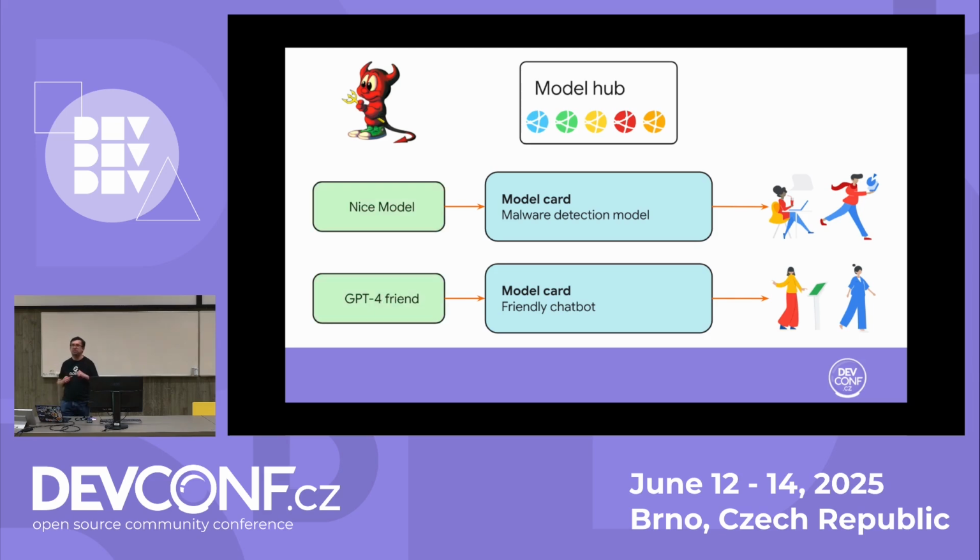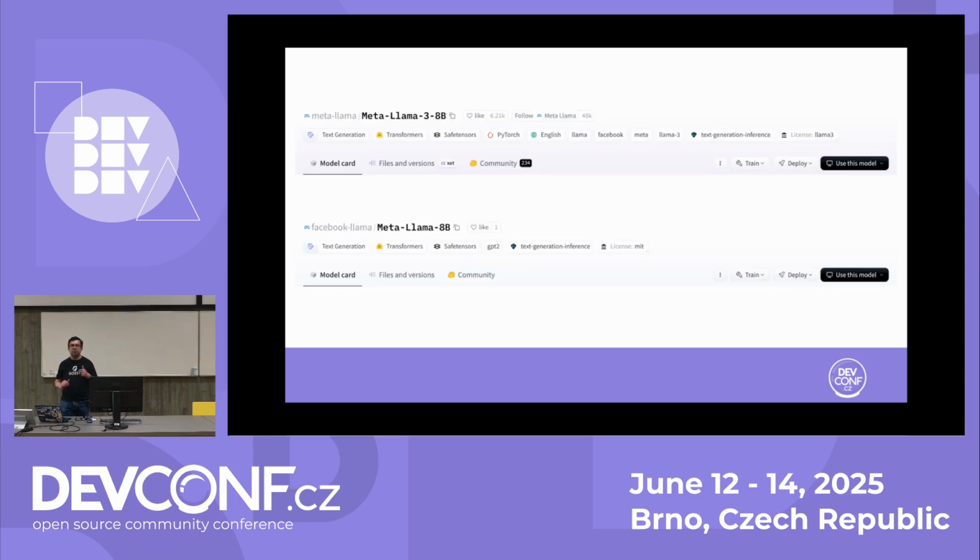I can just change the name of the model. And again, this is not something theoretical. We have here 2 models on Hugging Face. One is from Meta Llama, and the other one is from Facebook Llama. And both of them are Llama 8B. Only one of them is real. The other one is actually a researcher trying to prove that this is actually something real that could happen.